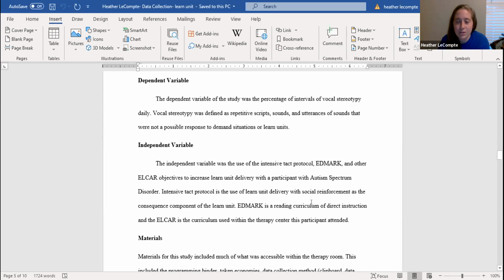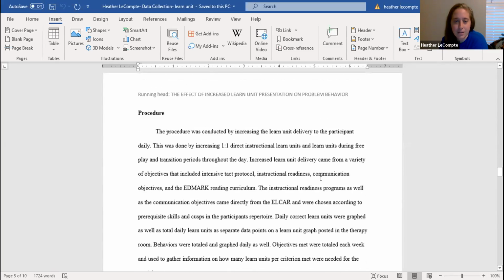The independent variable was the use of intensive TAC protocol, EdMark, and other LCAR objectives to increase learn unit delivery with a participant with ASD. Intensive TAC protocol was the use of learn unit delivery with social reinforcement as a consequence component of the learn unit, and EdMark is a reading curriculum of direct instruction, and the LCAR is the curriculum that we used specifically in the center for a majority of our clients. We also started using some AIL objectives, but we're just starting to probe it with him. We haven't really gotten into detail with it.